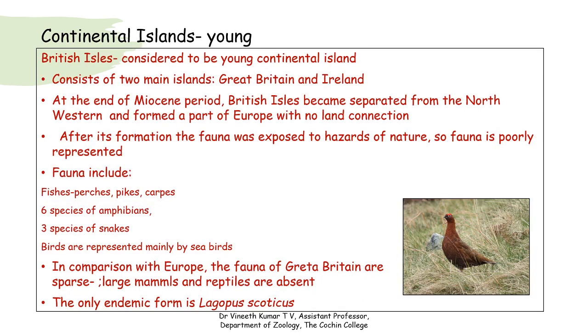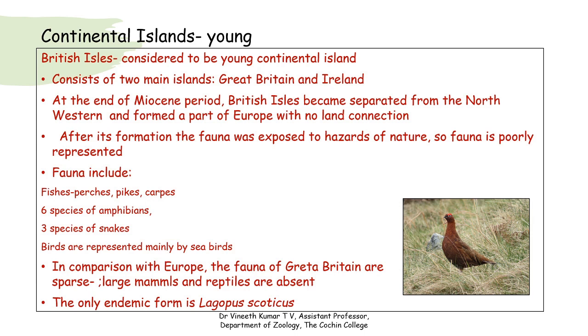So, continental islands, we are going to consider the examples of young continental islands as well as the ancient continental islands, of which the example we are going to consider in the young continental island category is the British Isles, considered to be young continental islands. It consists of two main islands, Great Britain and Ireland. At the end of Mesozoic era, the British Isles became separated from northwestern Europe, and formed a part of Europe with no land connection, as we see in the map. There is a very narrow sea separating them from the mainland of Europe.